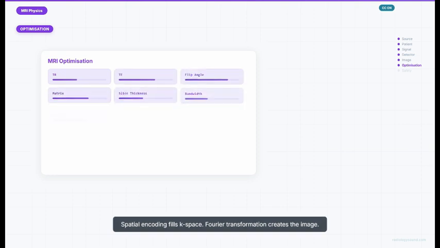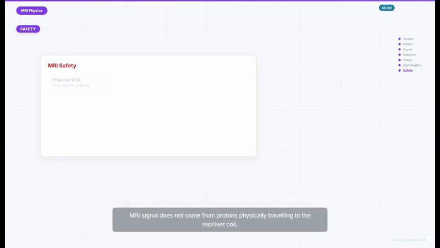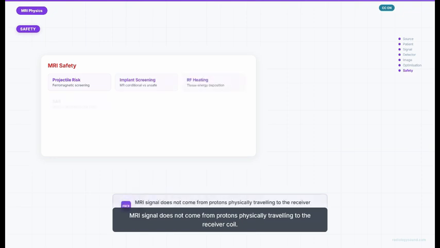So we have the TR, TE, flip angle, and others that we must play with to have our proper image and differentiate T1 from T2. In the end, safety is very important. We have to take a look, especially at heating, projectile risk, and others.